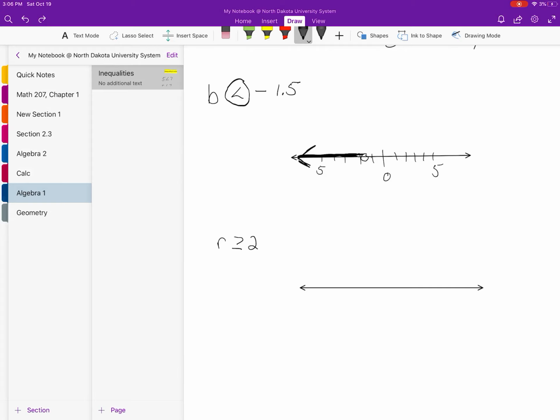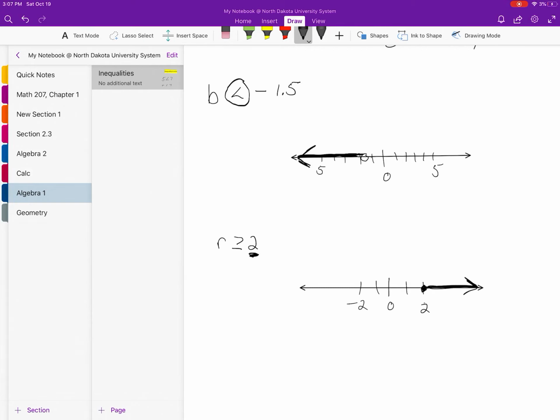Well, because we have this little equal sign there, we know that 2 is included in the solution set. So we're going to graph 2 with a solid dot. Here's 1, 2, negative 1, 2. And we graph by including the point on 2.